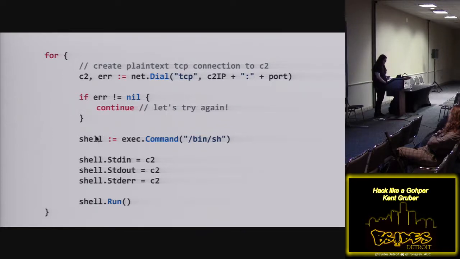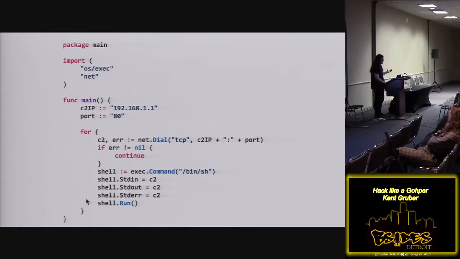Now we're going to create a shell with that exec package. We're going to run a command, in this case /bin/sh, though we could build this out very simply with other things that we want to get a shell from on other operating systems. And then we pass in the standard in, standard out, and standard error to the C2 connection that we created up top. Then we run that shell, and that's a reverse shell that calls home. And that's all the code there.